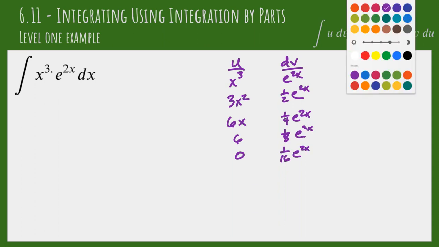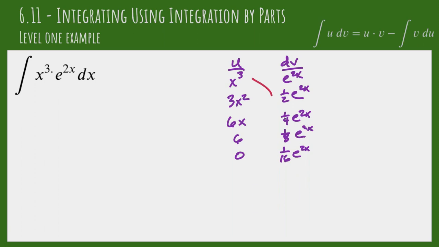And we multiply along diagonals. First one keeps the same sign. Next one's going to change. Next one's going to stay the same. Next one's going to change. I do want to point out that every term is going to have an e to the 2x in it. So I'm actually going to start my expression with an e to the 2x factored out. And then I'm going to just include in the parentheses everything that's left.